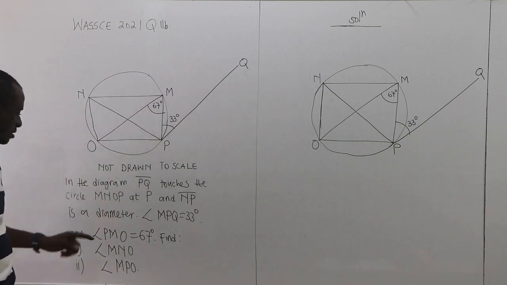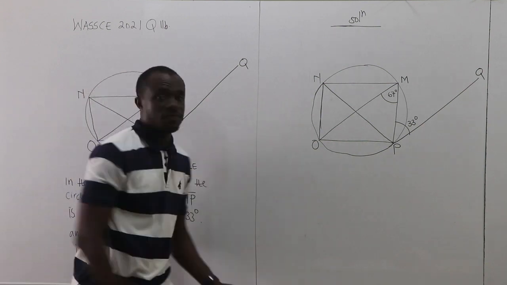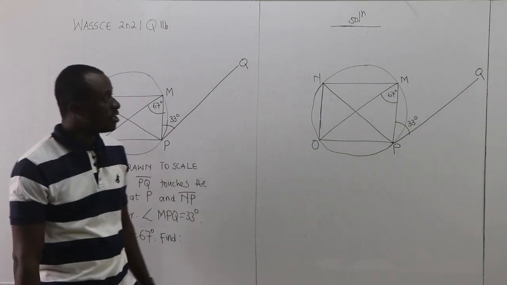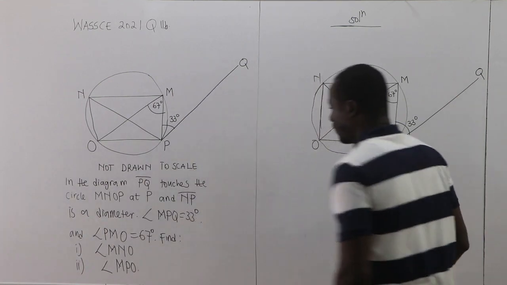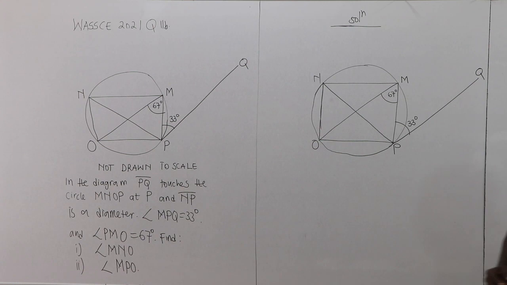PMO, the angle here is 67. We want to find M and O, and that's what I've done. I've drawn here so you can redraw it. Now the first one says you find M and O. We want to find M and O. So how can we find it?